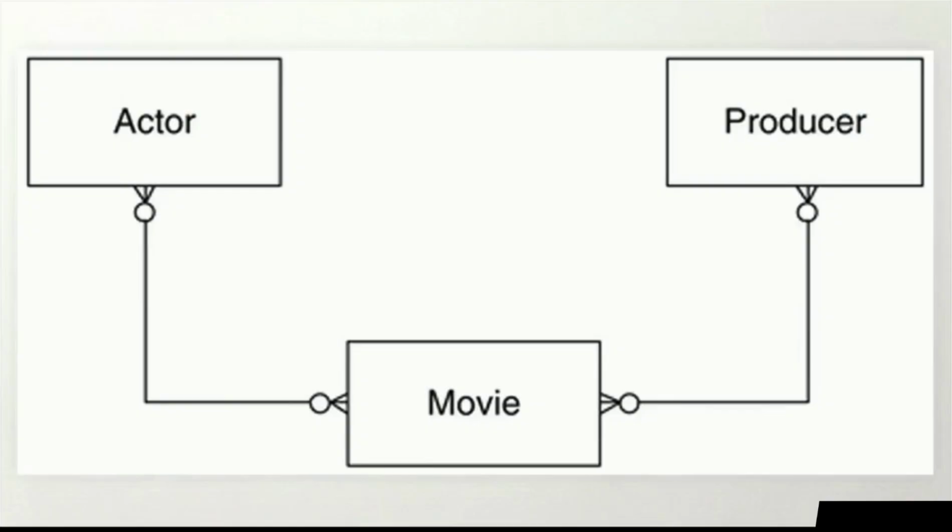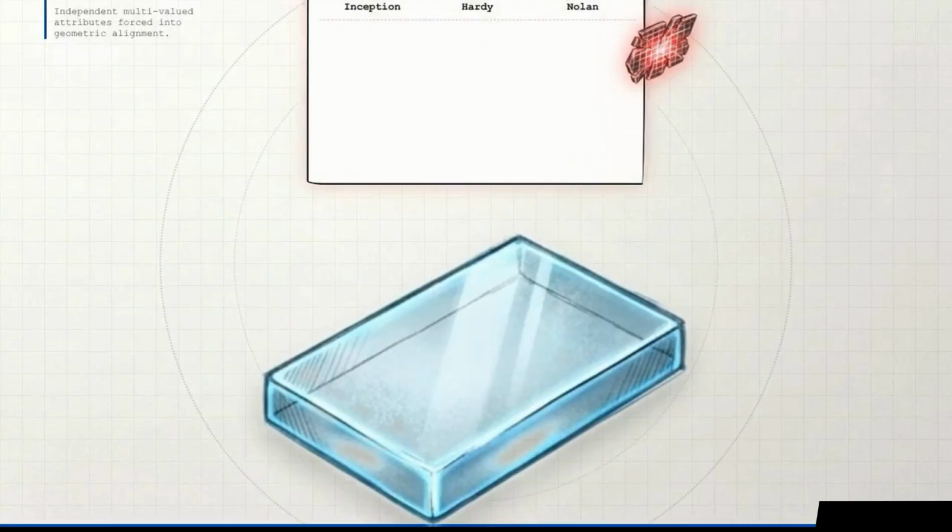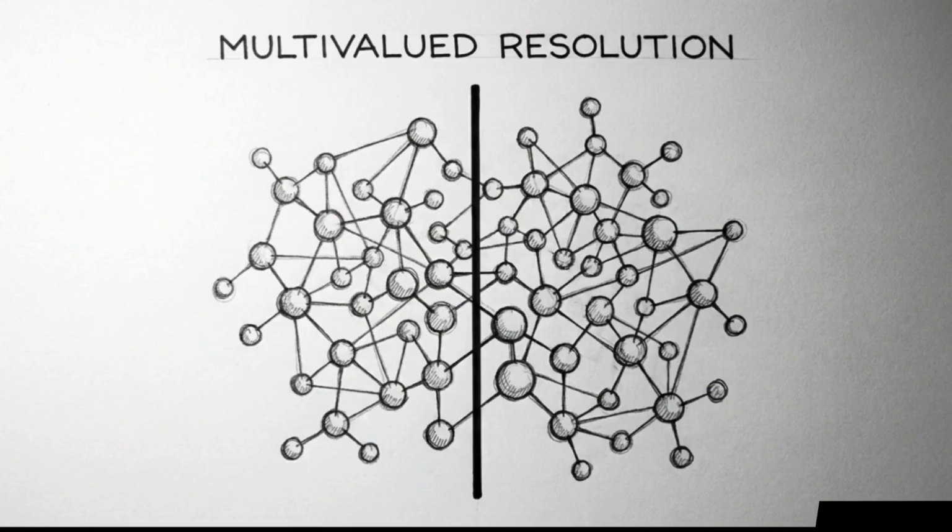This diagram illustrates the problem. A single movie entity connects to a group of actors and independently connects to a group of producers. If you store all three in a single table, the database is forced to duplicate the producer's name for every single actor in the movie and duplicate every actor for every producer. Fourth normal form eliminates this.